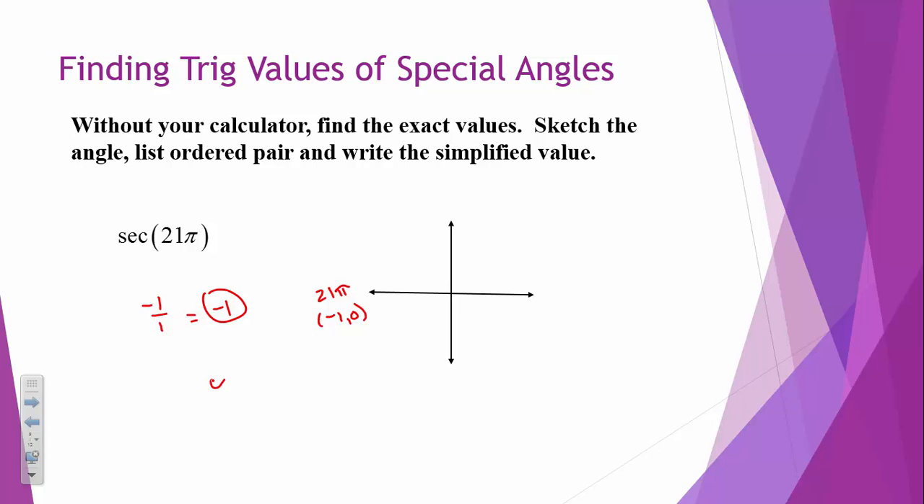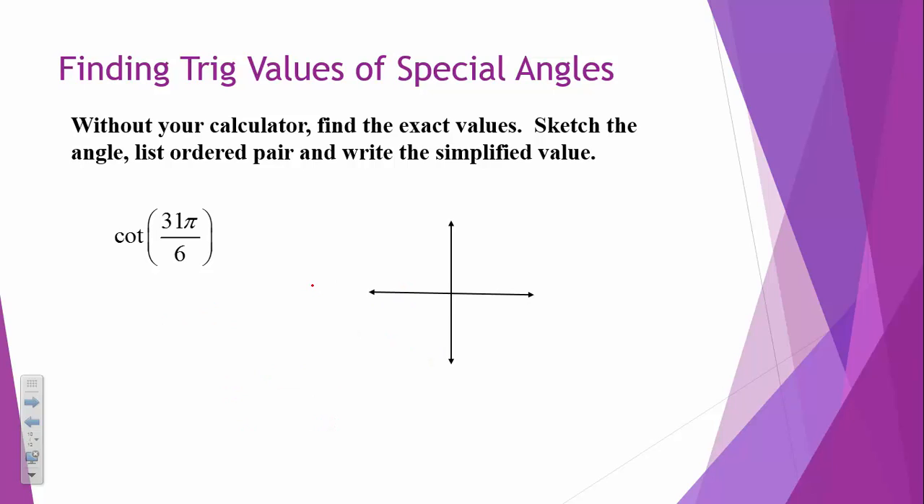Now if I had asked for the cosecant of 21 pi, if you took 0 and tried to flip it, if you try to take 0 over 1 and flip it, you're going to get 1 over 0. That can't happen. So when you see the cosecant of 21 pi, since the sine is 0, the cosecant is undefined, if I would ask a question like that.